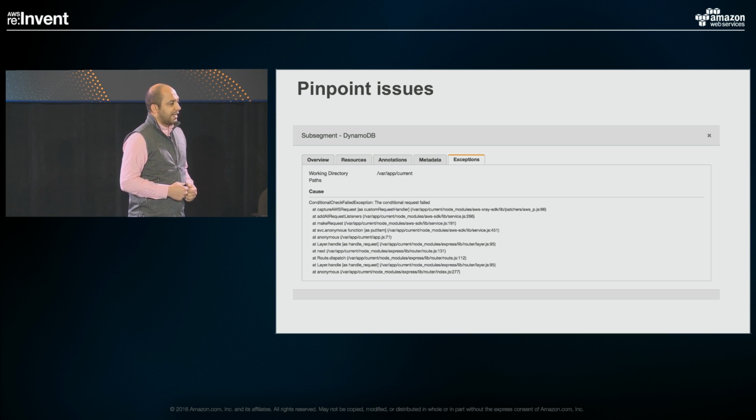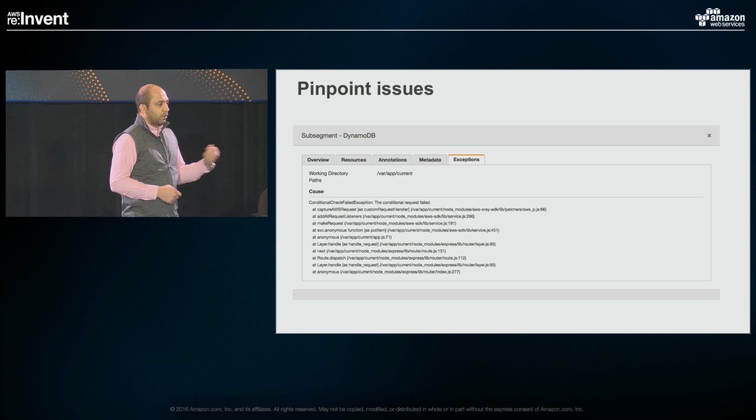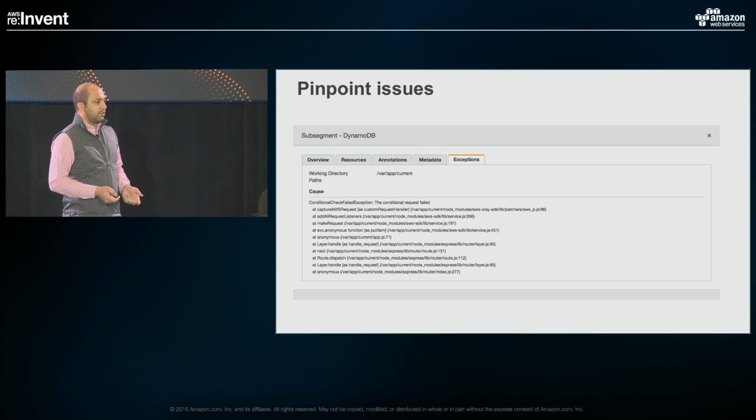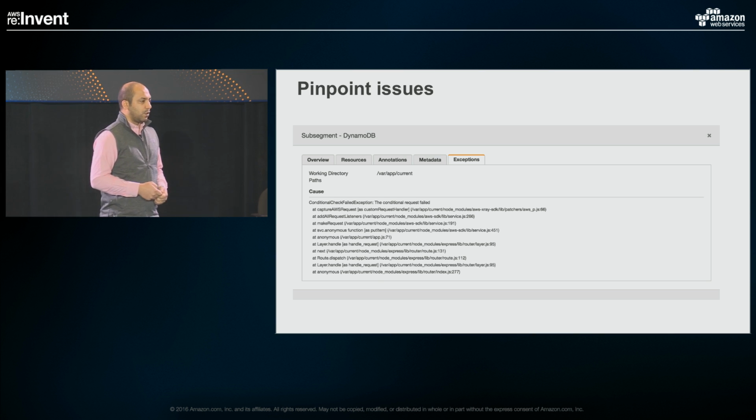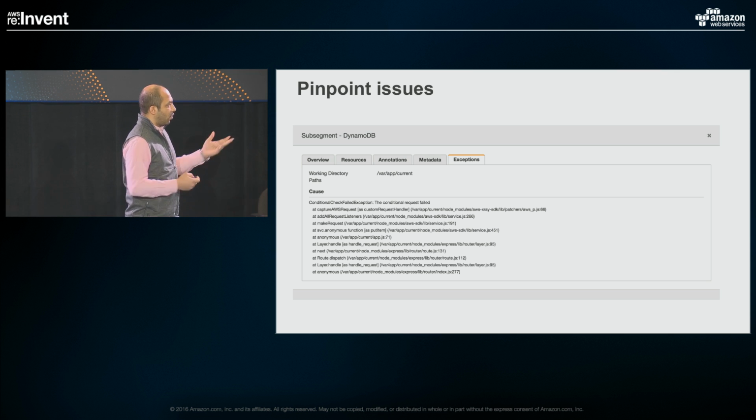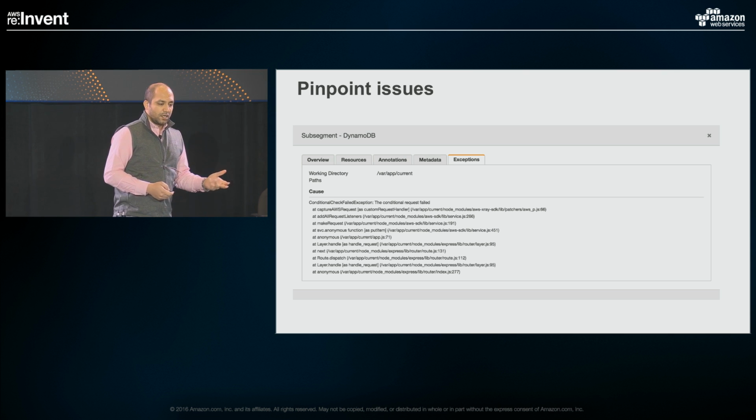The actual exception that happened on my application while that code was running in production, and it gives me the entire stack trace of what happened. So looking at this, I know that on a particular line in my application, the conditional check when I wrote to DynamoDB actually failed. Again, being able to pinpoint issues exactly to the line of code and being able to then go and fix these issues very quickly is the large value proposition of this service.